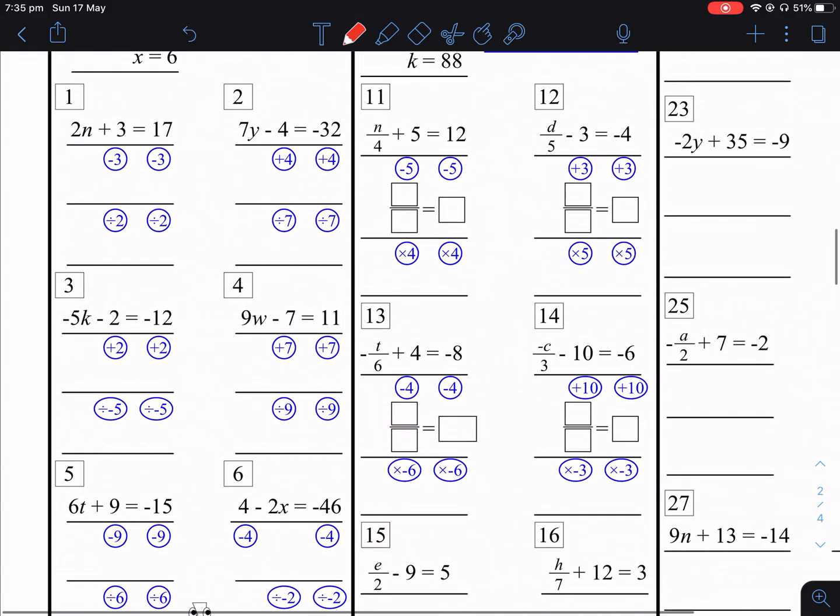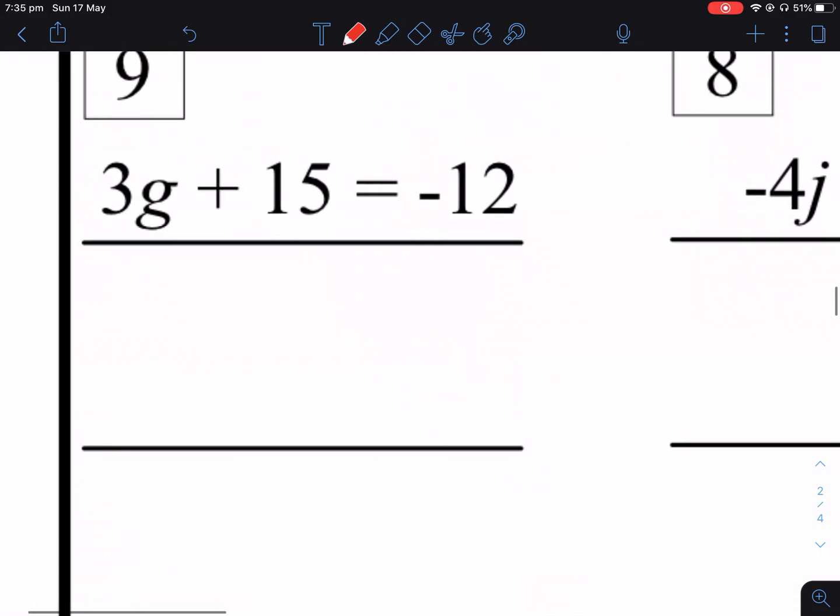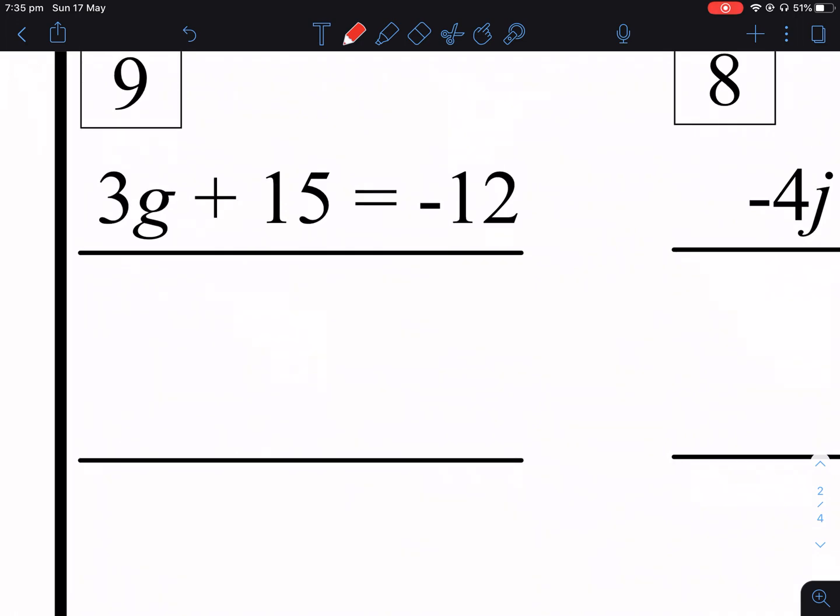They've given you hints with these ones, so I'm not going to help you with those, but I'm going to help you with this one. At the moment, that's 3g plus 15 equals negative 12. So we need to get rid of that 15 first. So we're going to minus, because it's plus.